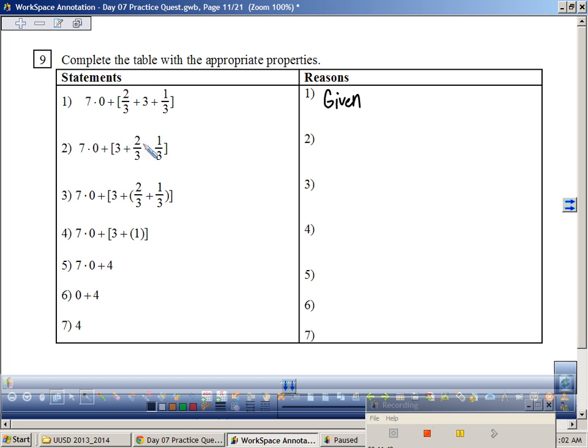From here to here? See how the 3 moved and the 2/3 moved? So that's commutative. Now what's this one? Now that one's associative, right? Are we associating 2/3 and 1/3? Yeah.